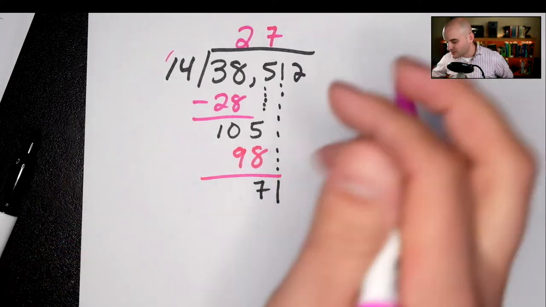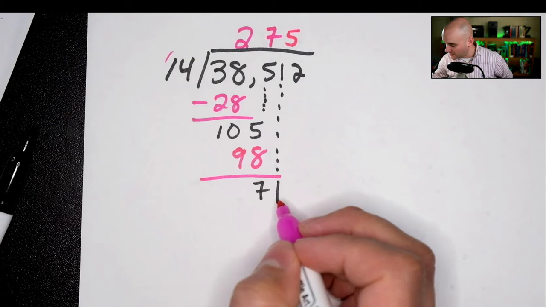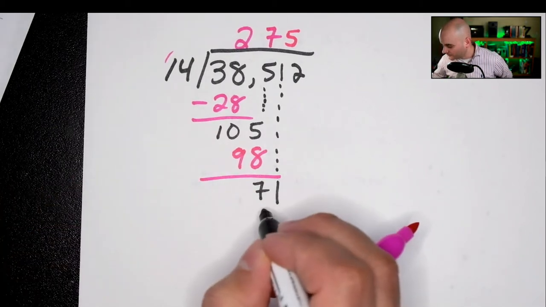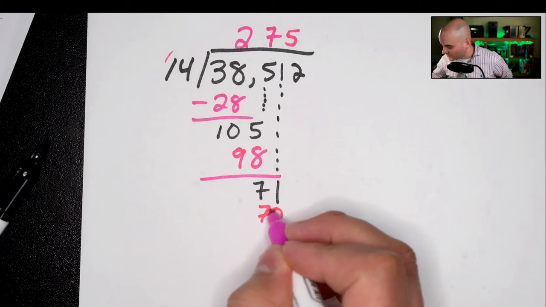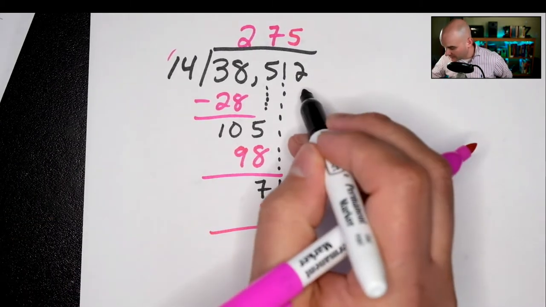14 will go into 71 5 times. 5 times 14 gives me, let's see here, 70. So I'm going to subtract 70 from that, and I get a 1. Bring down this 2 right here.